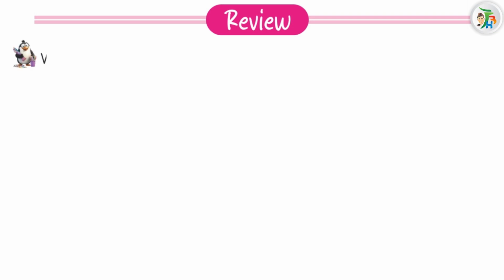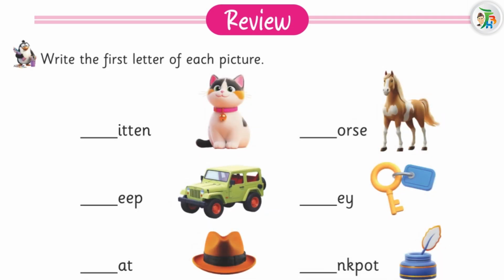Review. Write the first letter of each picture. Kitten. Write the first letter K, kitten. Horse. Write the first letter H, horse. Jeep. Write the first letter J, jeep.